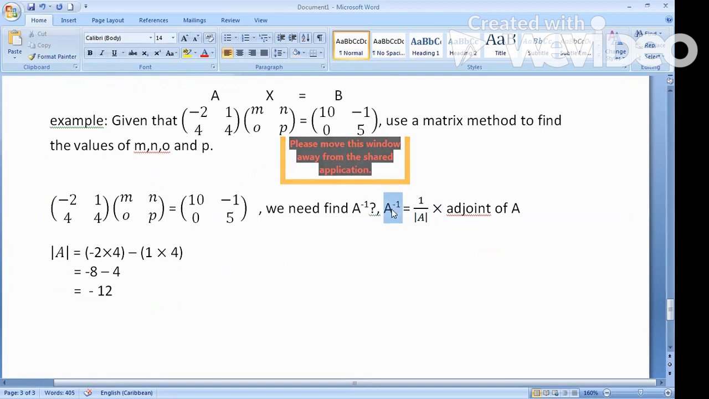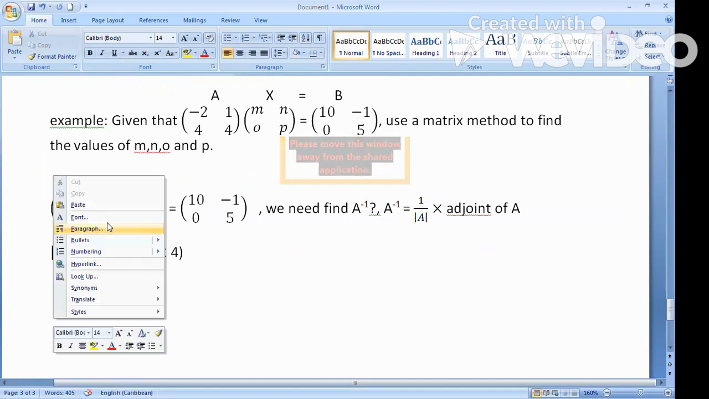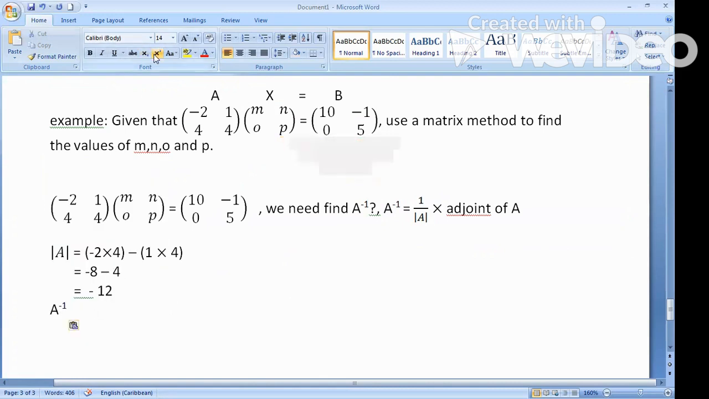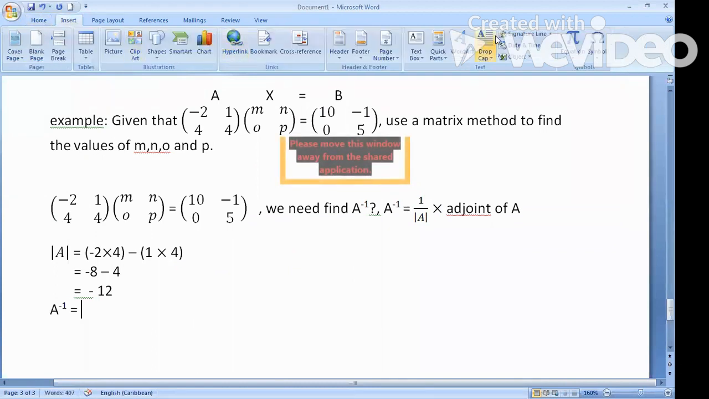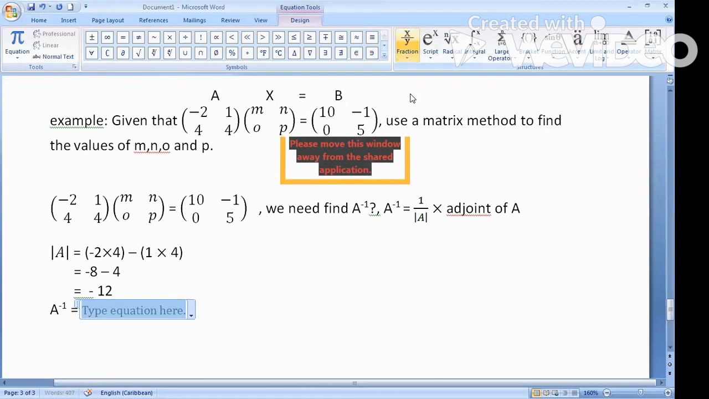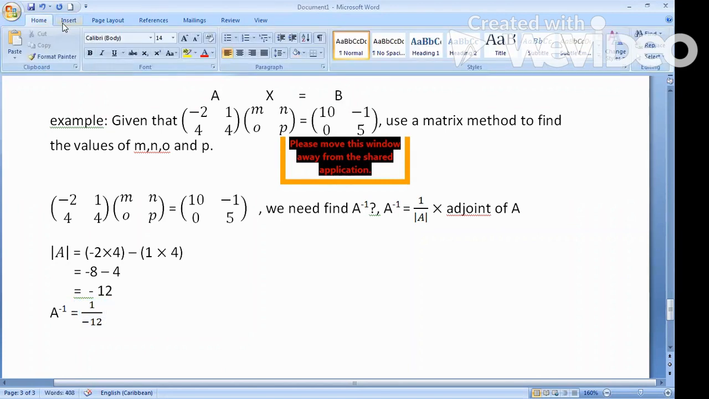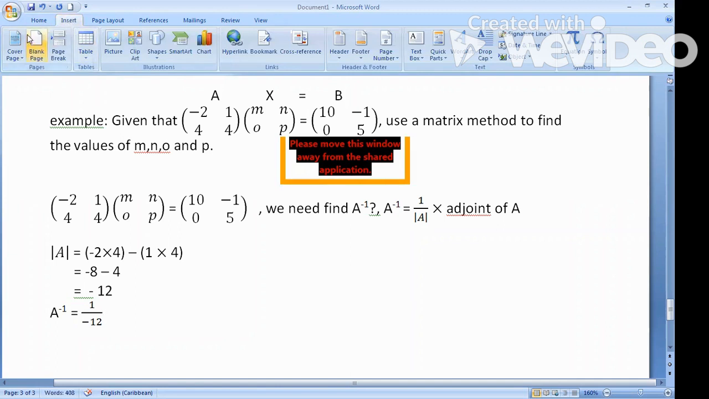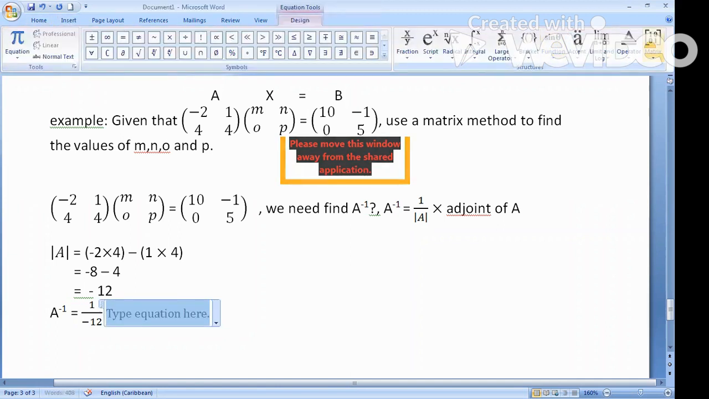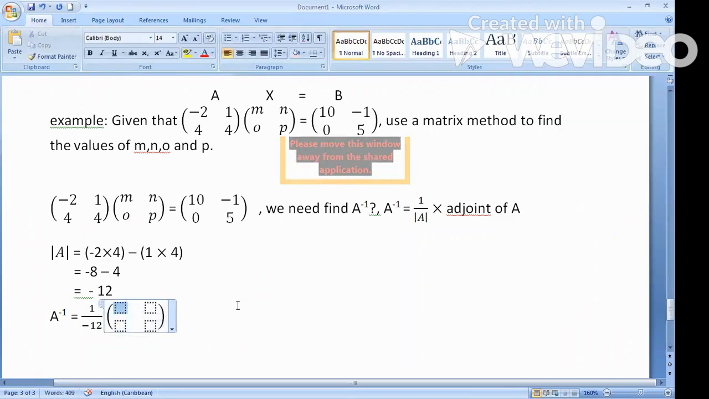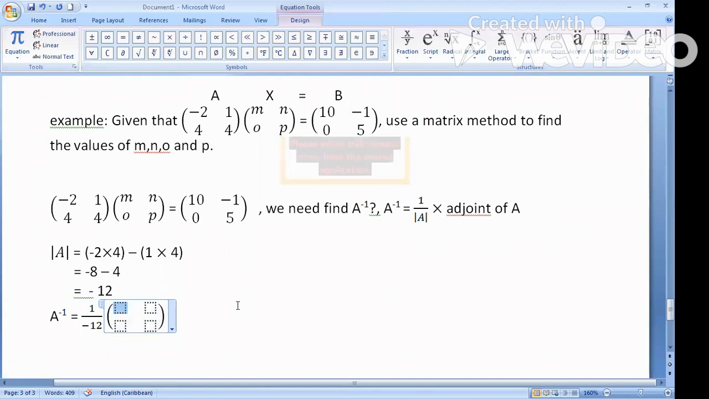So A inverse is equal to what? 1 over the determinant. So it's 1 over -12, multiplied by its adjoint. Let me see who has studied now, let me see who is going to pass the exam. I want someone to tell me what the adjoint of A is. Look back in your notes, pretty simple.